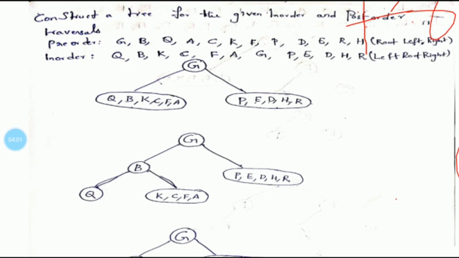So that's why B is the root for this left subtree, and again for B there is a left part and right part. This information can be obtained by observing the in-order sequence. To the left of B, Q is there, and to the right of B, K, C, F, A is available.